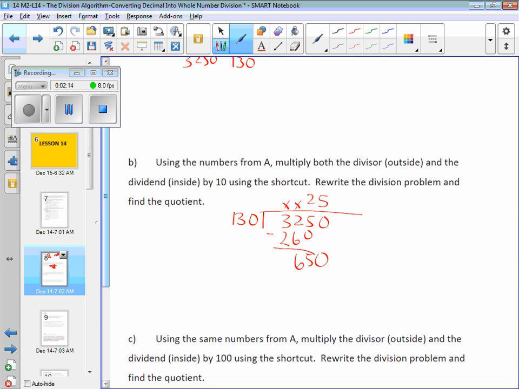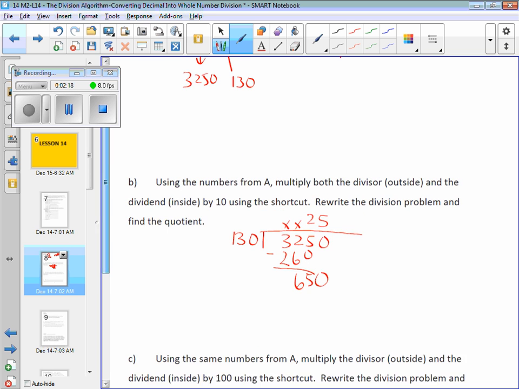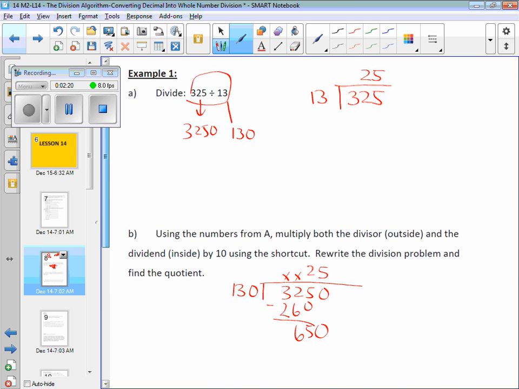Now, this is what you had to do last night for homework. It says using that same numbers from A, multiply now both numbers by 100. Well, what's 325 times 100? Close that, Jay, please. Close that.